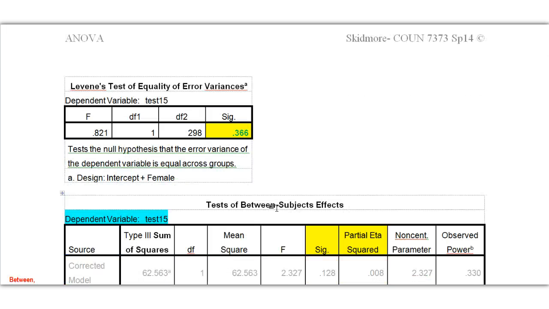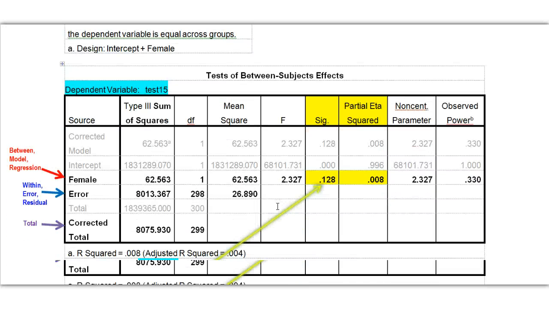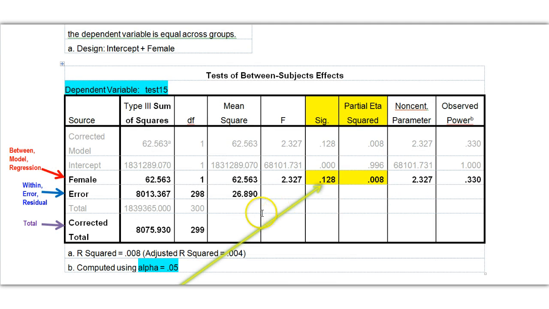Okay, so then we are able to move on to our table here, which is the between subjects, or your Anova table. And you'll notice that it tells you what your dependent variable is, in case you forgot. And it tells you here what your grouping variable was. In this one-way Anova, female is our grouping variable. There's our error term. Then we have this final row, which is the corrected total, which is our regular total.